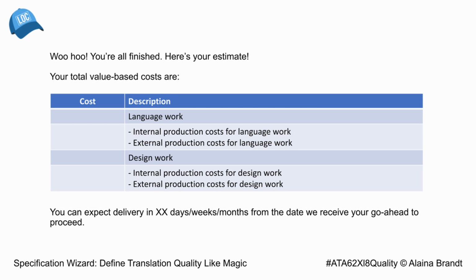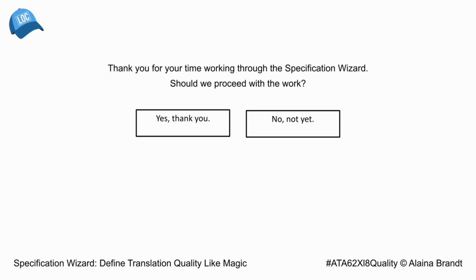All right, so woohoo, you're all finished. So in the background, there would be some sort of a calculation that's happening that's taking all of those parameters that have been selected and generating, based on that, a quote. There could be a whole series of line items under each one of these, but I would essentially break it down by here's what you're going to pay for the language work. Here's what you're going to pay for the design work. Maybe I would even compile that further and just say, here's what you're going to pay for our services. And then you would have your expected delivery in whatever days, weeks, months that the person is expecting.